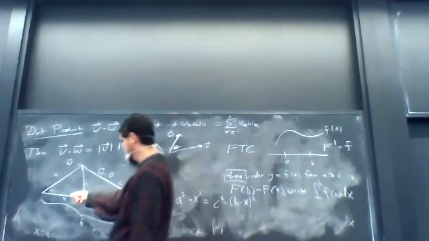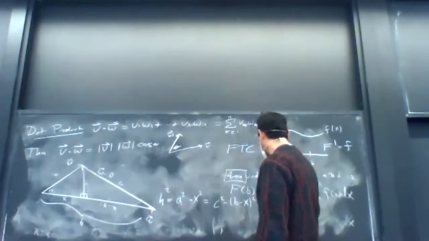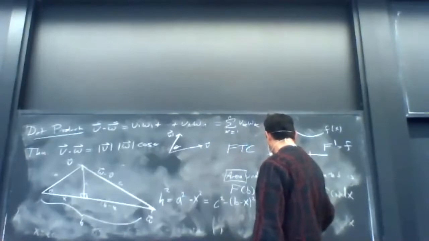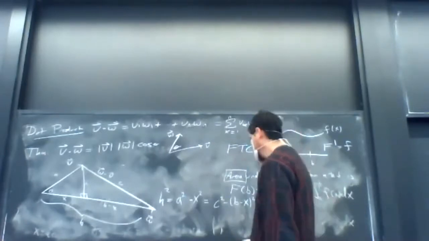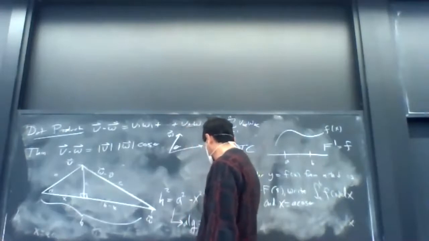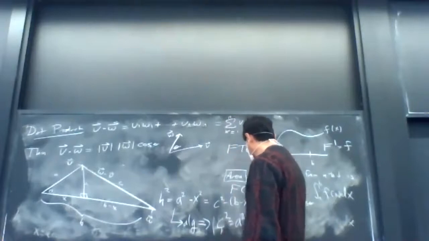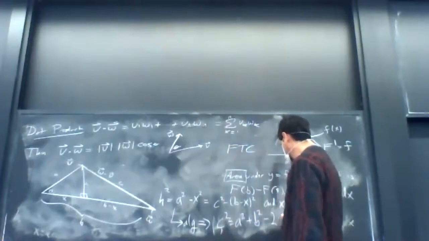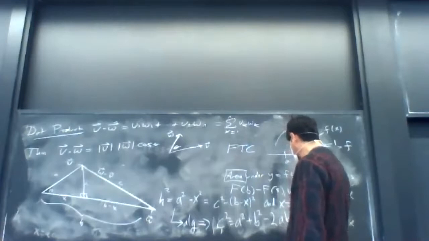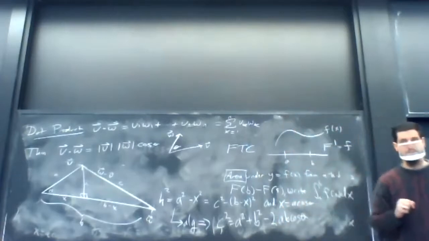But we know what X is. X is just A cosine theta. So if we just do some algebra, that's going to give us C squared is A squared plus B squared minus 2AB cosine theta. And that's the law of cosine.